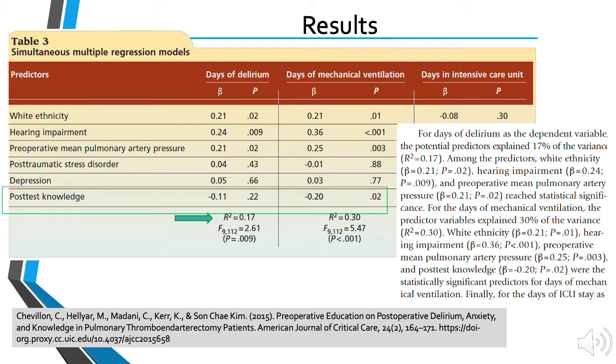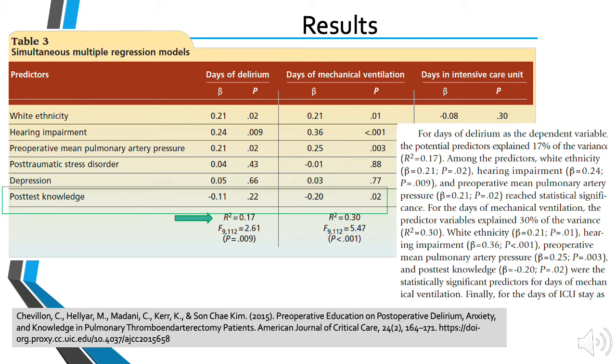Below the list of predictors, we see an R-square and a p-value for each model. The R-square for the delirium model tells us that 17% of the variance in delirium was due to all the predictors. The very small p-value of 0.009 tells us that this regression model, with all these predictors, is statistically significant.